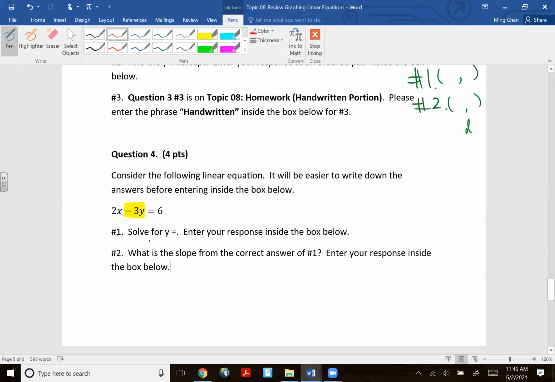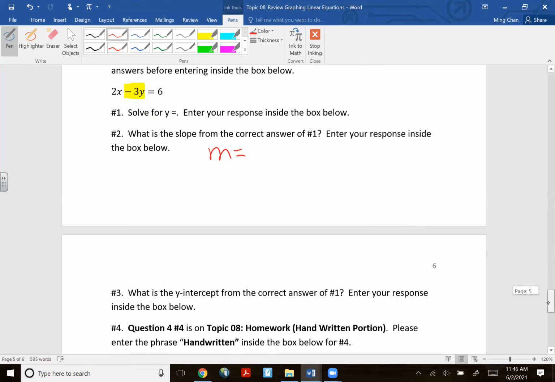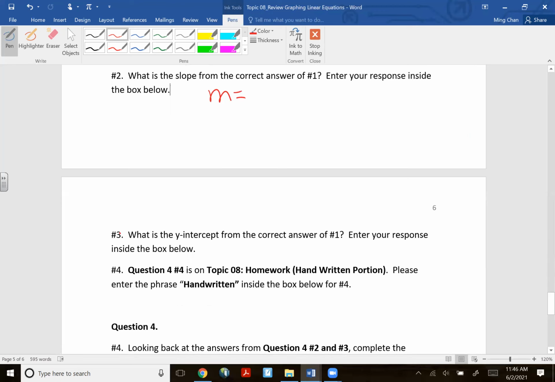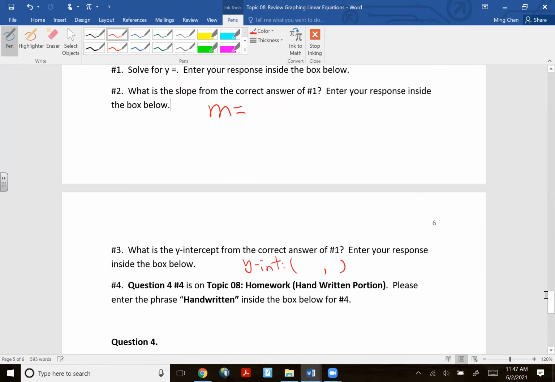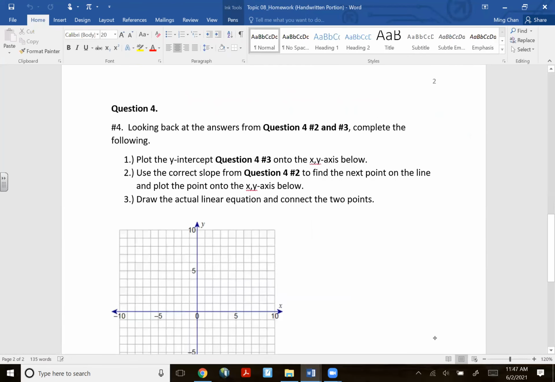Number 2, from what you solved for y, enter what the slope is. And then number 3, tell me what the y-intercept is. Make sure you write it as an ordered pair. Once you solve for y, you can use y equals mx plus b to get your slope and the y-intercept. That's why number 4 wants you to plot the y-intercept first, just like I did, and use the slope to go to the next point so you can connect them with the line.